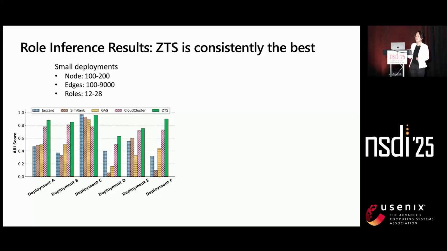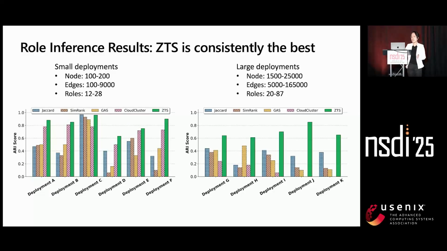However, in this case, the cloud cluster, which is the pink bar, also seems to perform relatively well. But if we enlarge the deployments, making the nodes and edges into tens of thousands of them, you can see that the cloud cluster suddenly becomes the worst baseline.